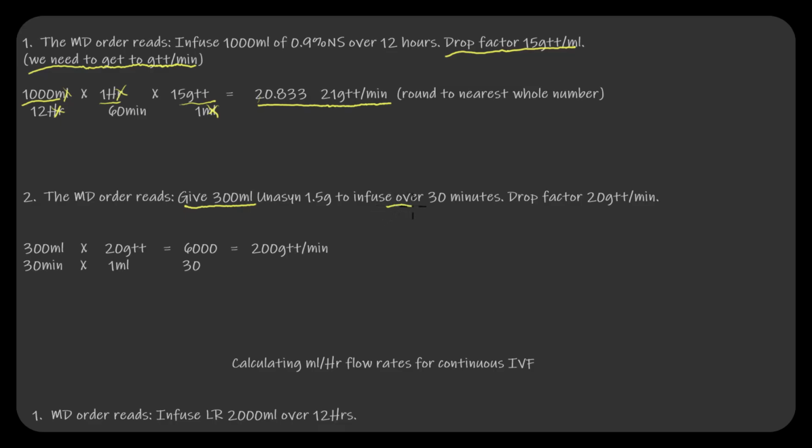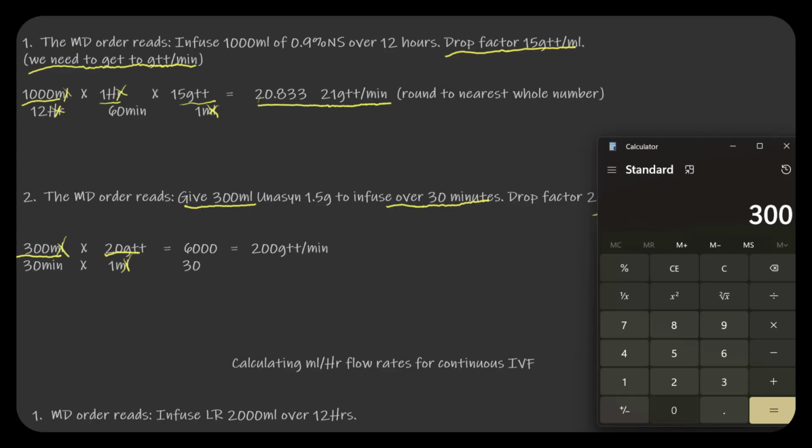Okay, problem number 2. The MD order reads, give 300 mLs of Unison to infuse over 30 minutes. The drop factor is 20 drops per mL. We're already in minutes, so we don't need to use a conversion factor. We'll set up the problem as 300 mLs over 30 minutes times our drop factor. The mLs cross-cancel, and we're left with drops per minute.